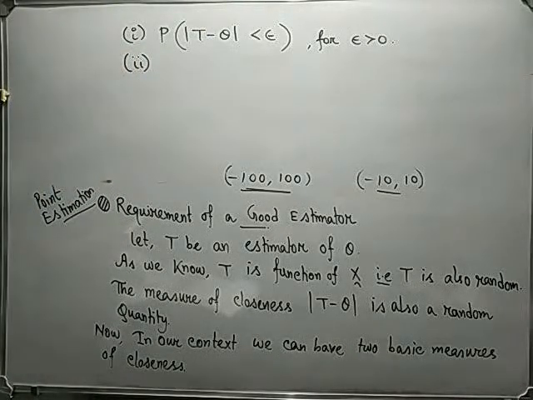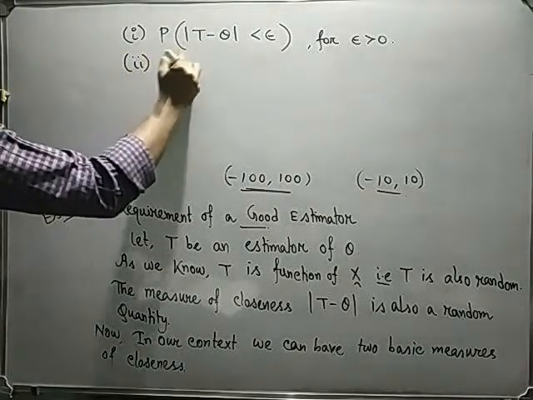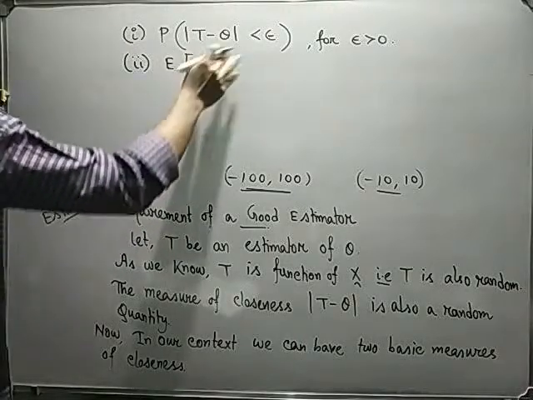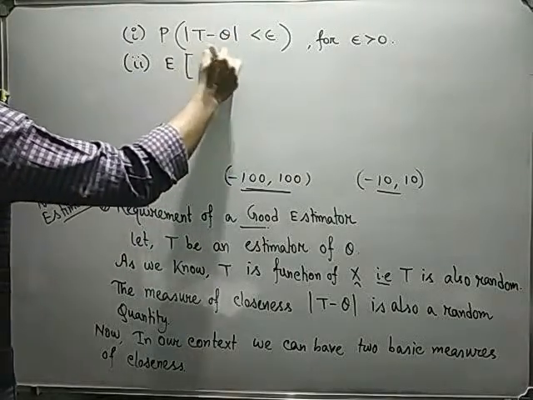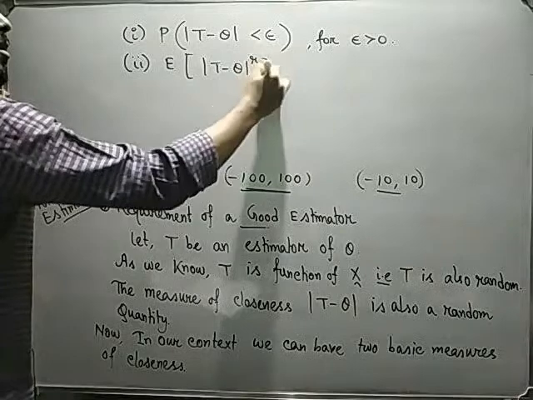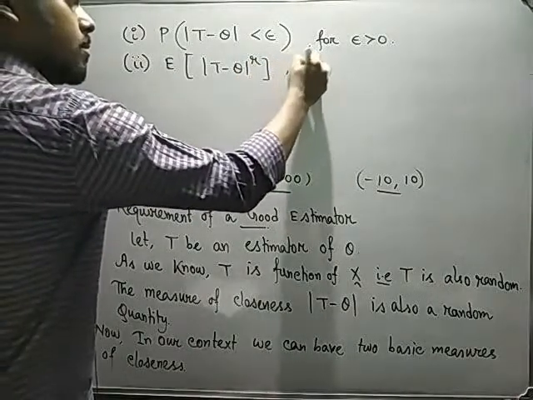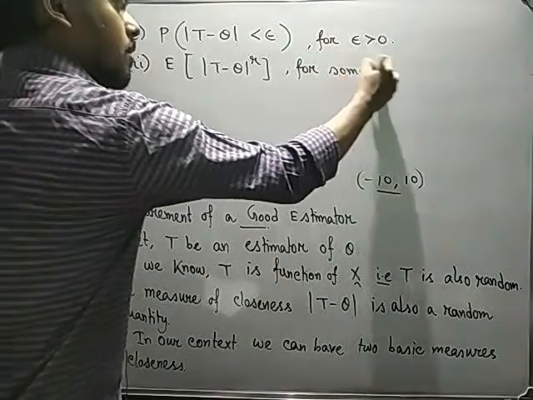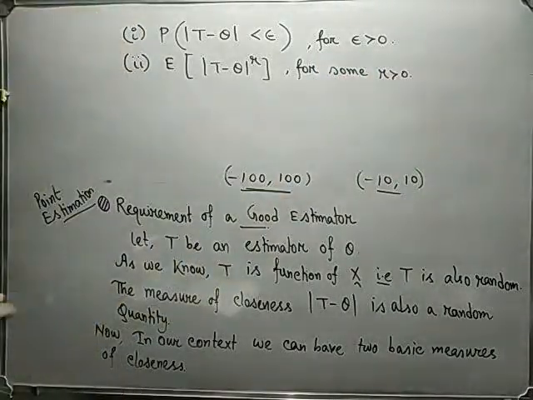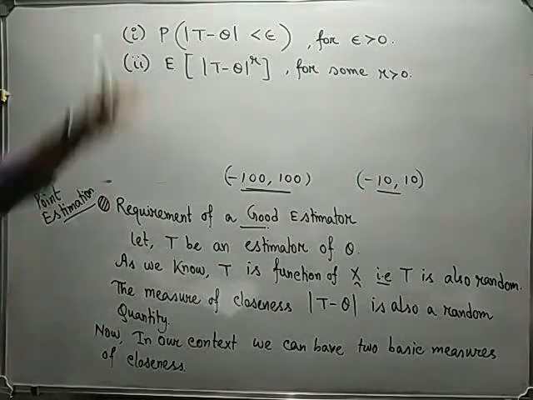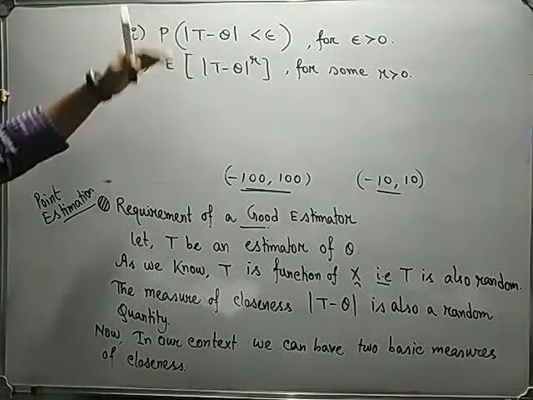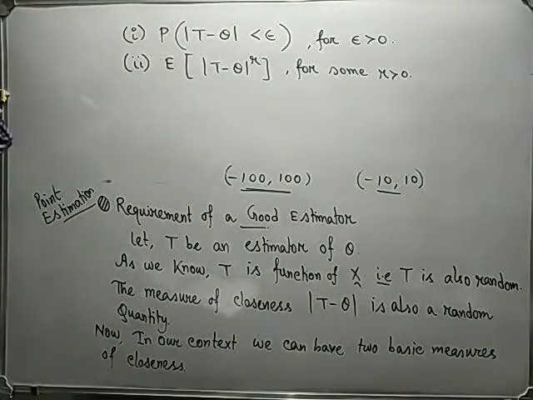The second measure of closeness, number 2, is the expectation of mod of T minus theta, whole to the power r, for some r which is greater than 0. So these are basically the two measures of closeness.